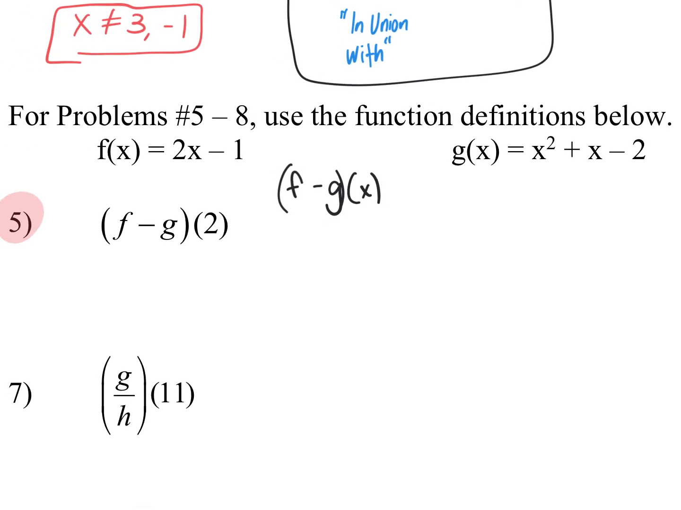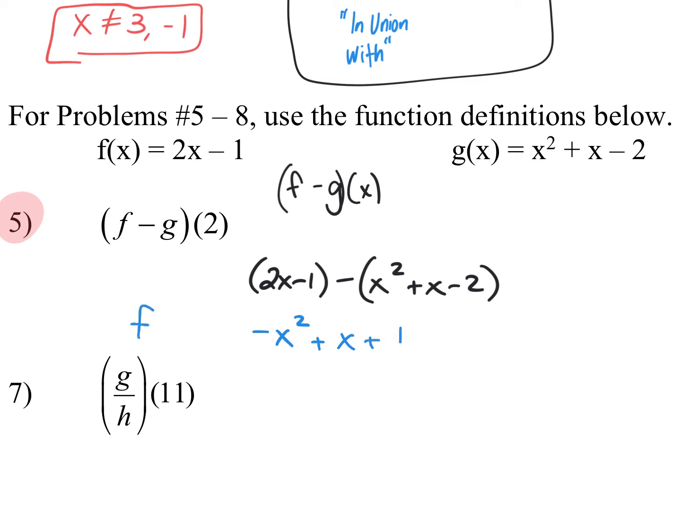I'm going to take f of x, which is going to be 2x minus 1, and I'm going to subtract from that x squared plus x minus 2. What we're really going to create is f minus g of x, a new combined function. So let's combine our like terms. We're going to end up with negative x squared. 2x minus x is plus x. -1 plus 2 is +1. Let me rewrite that, f minus g of x.